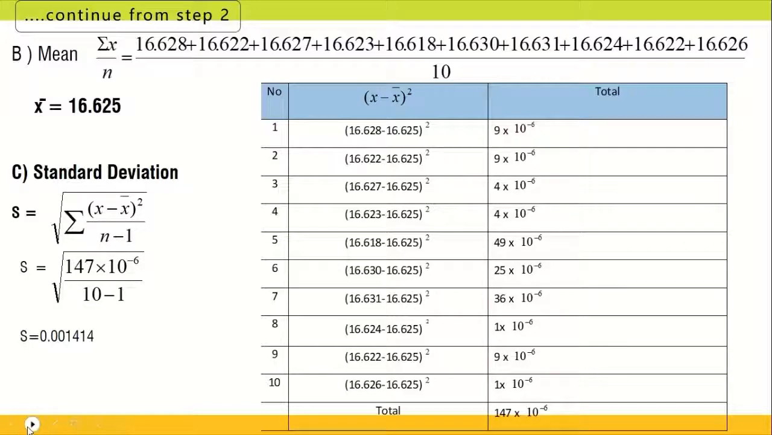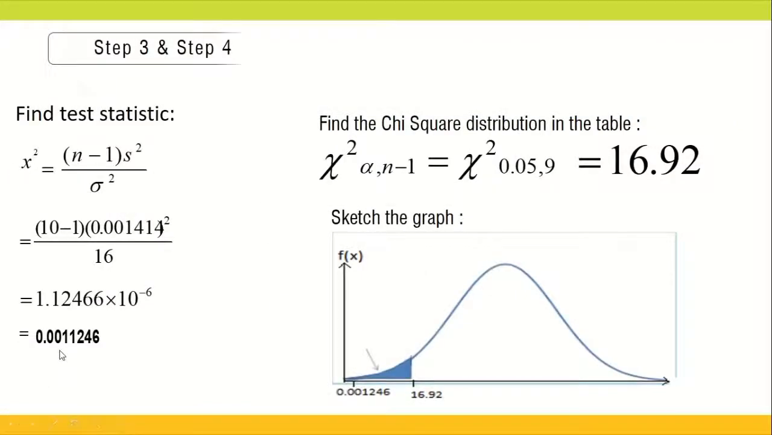Move on to step number 3. Find the test statistic manually using this formula, n minus 1 times s squared over sigma squared, which is equal to 0.001146.